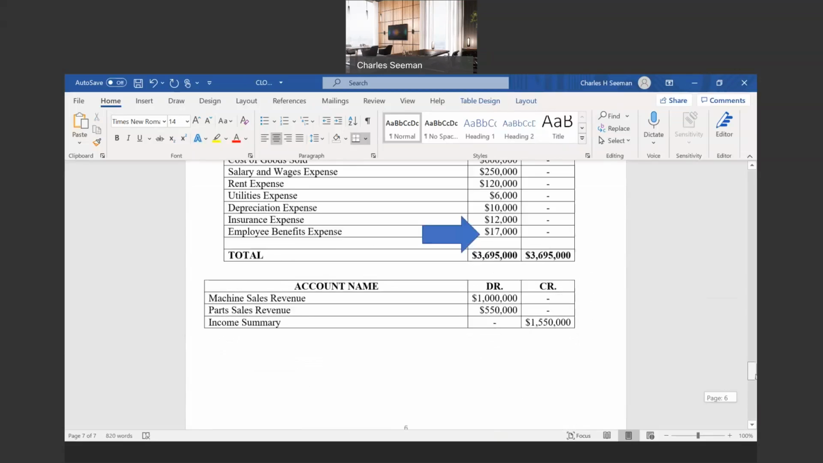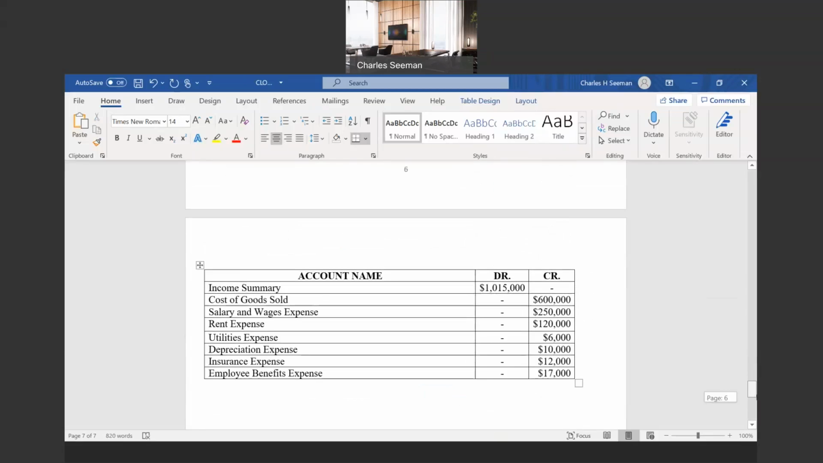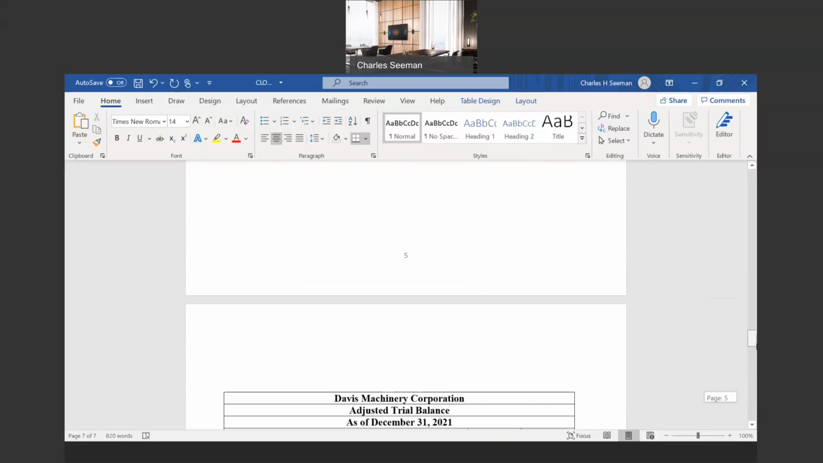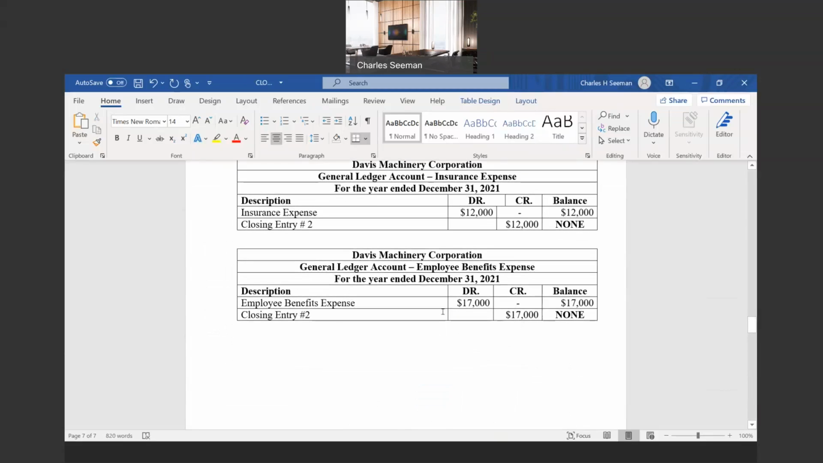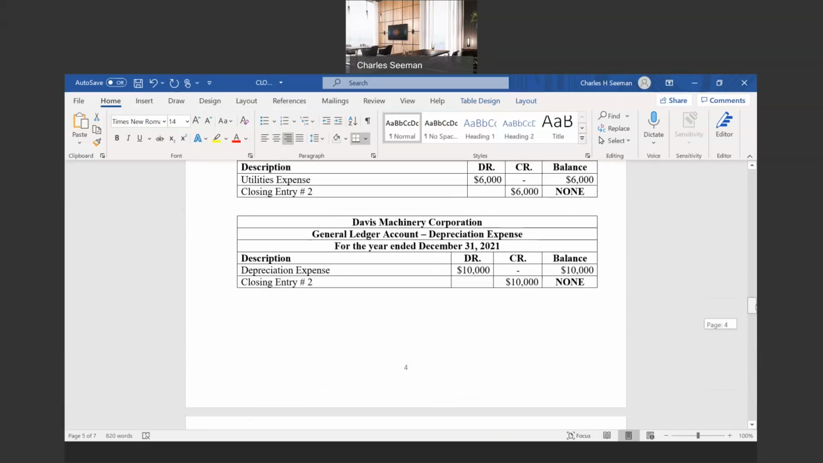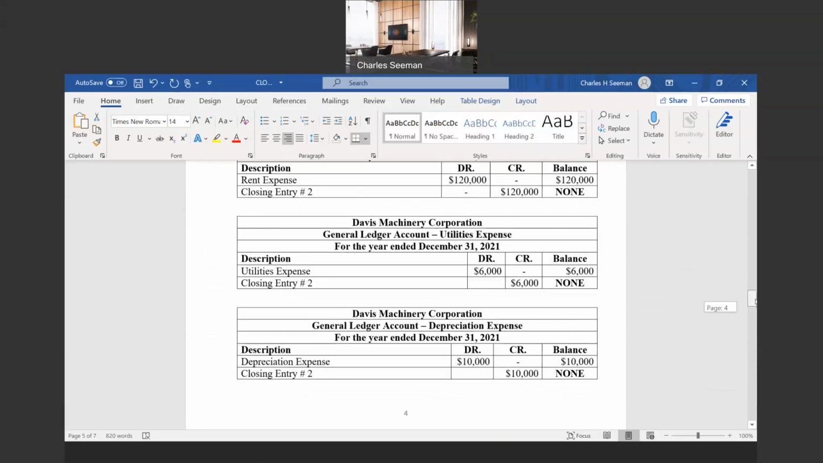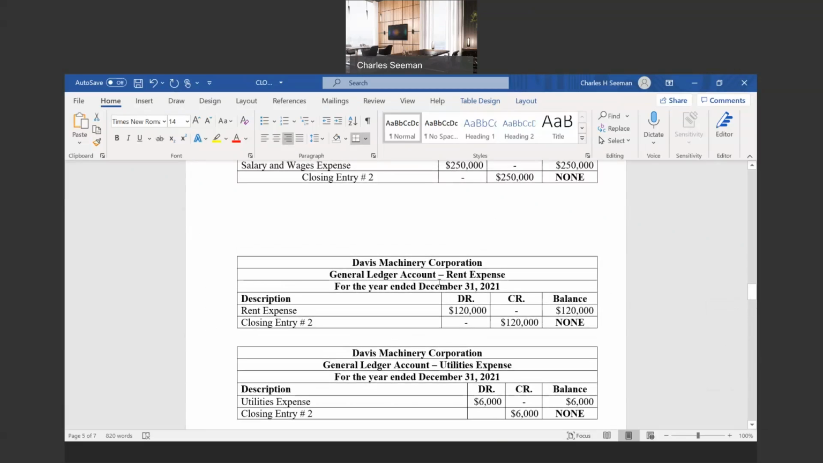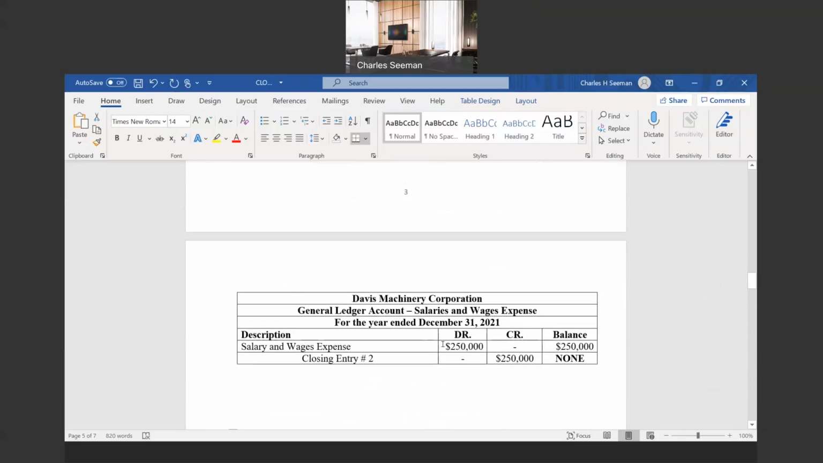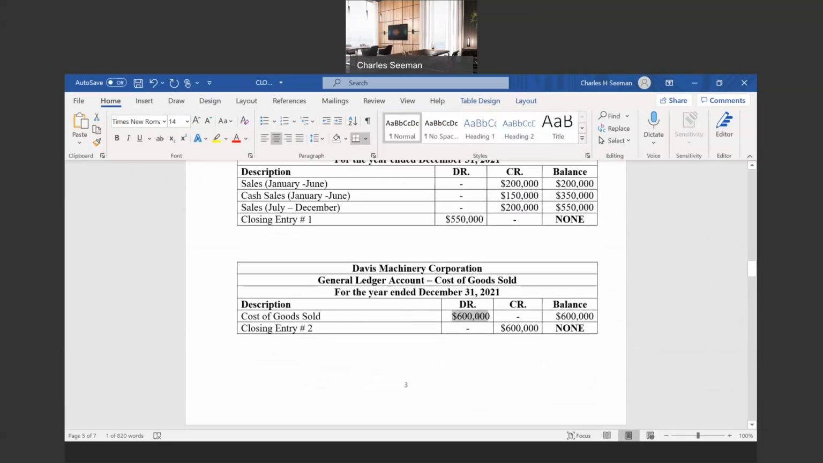So as you can see, what we did was we simply credited the accounts that had a debit balance and debited the accounts that have a credit balance, so that there is no balance in the accounts. $17,000 debit, $17,000 credit, $12,000 debit, $12,000 credit, $10,000 debit, $10,000 credit, $6,000 debit, $6,000 credit, $120,000 debit, $120,000 credit, $250,000 debit, $250,000 credit, $600,000 debit, $600,000 credit, equals no balance.